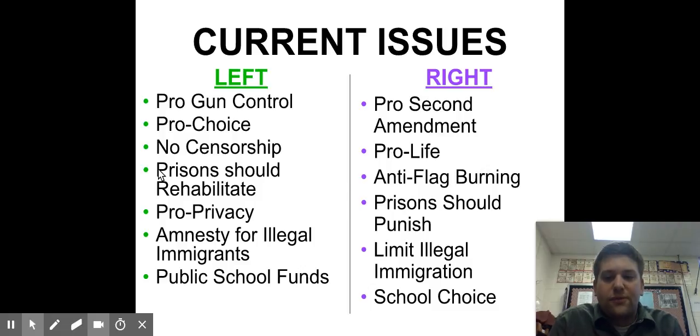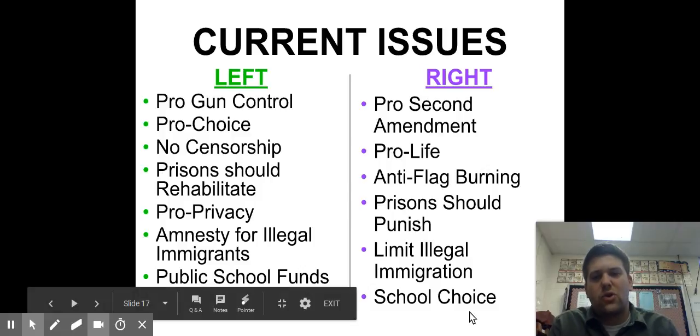And lastly, public school funds. They would say, look, our public schools are funded by the taxpayer, and therefore those taxpayer or those public funds should stay in public schools. I'll talk a little bit more about that when we get to school choice on the right side or the conservative side.